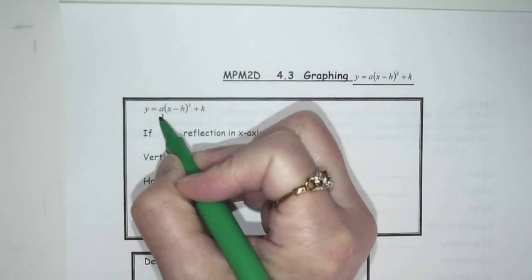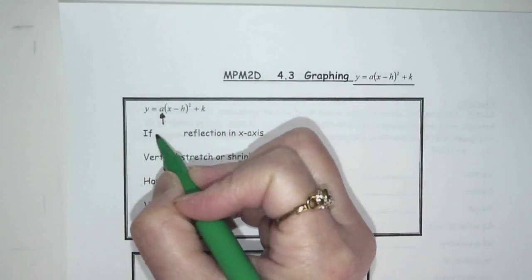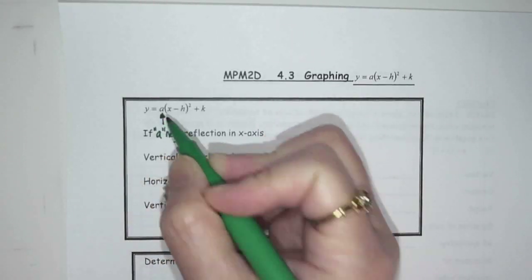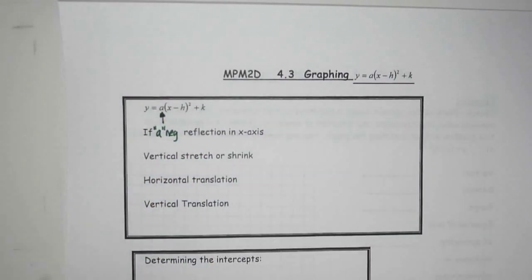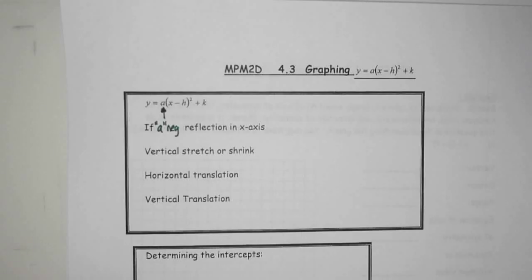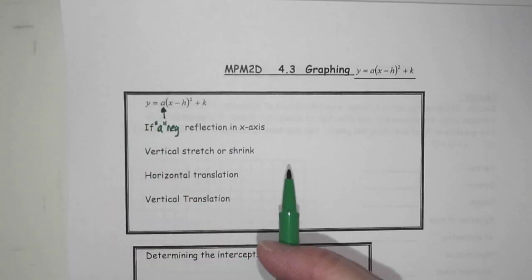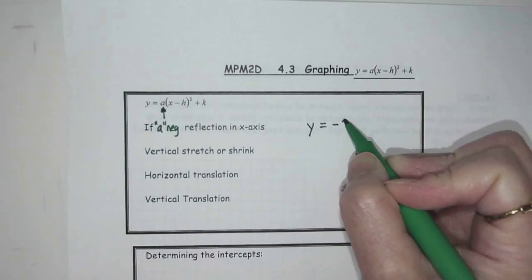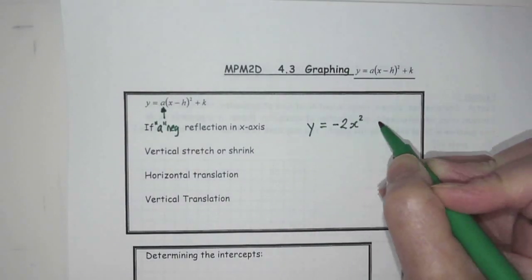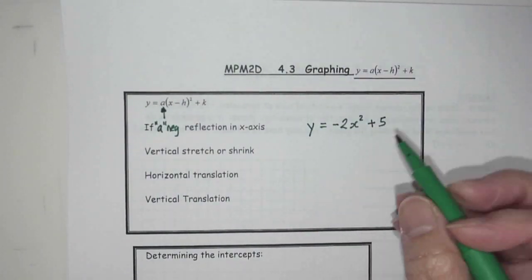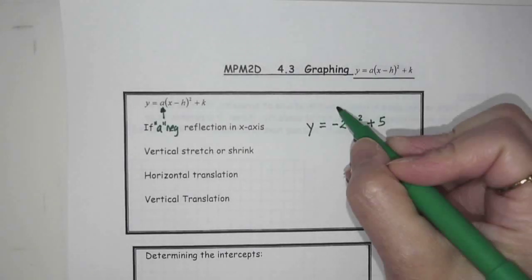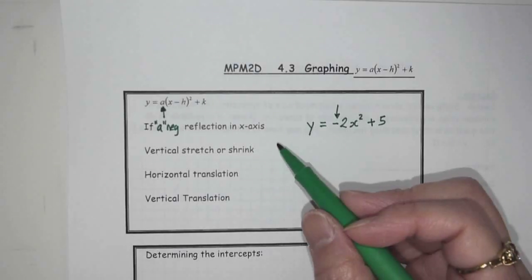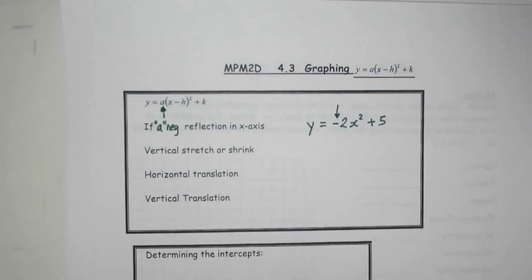If A is negative, then it's a reflection in the x-axis. As soon as the A value is negative, it's a reflection in the x-axis. For example, if we had negative 2x squared plus 5, we would look right here and say, okay, the A value is negative, therefore it's a reflection in the x-axis, so it's going to be opening down.